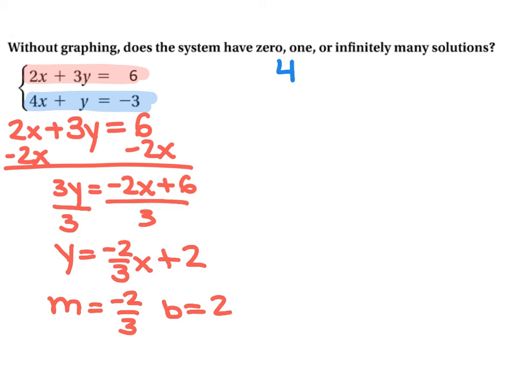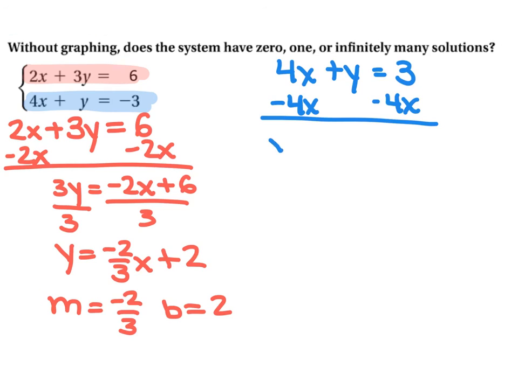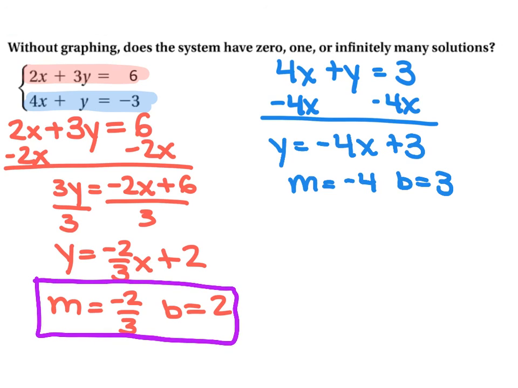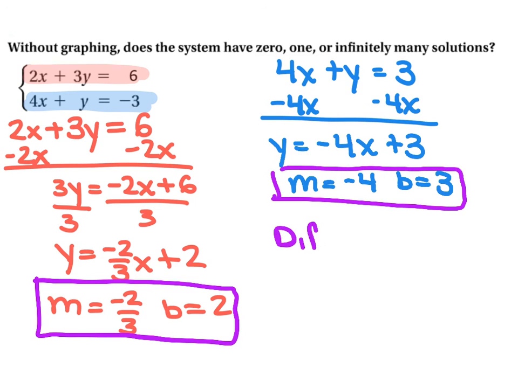For the other equation, we again had to solve to get y by itself. So our equation is 4x plus y equals 3. I would subtract 4x from both sides to get y equals negative 4x plus 3. So the slope is negative 4, and the y-intercept is 3. Now, looking at the two equations, since there are different slopes, this means that there would be one solution.